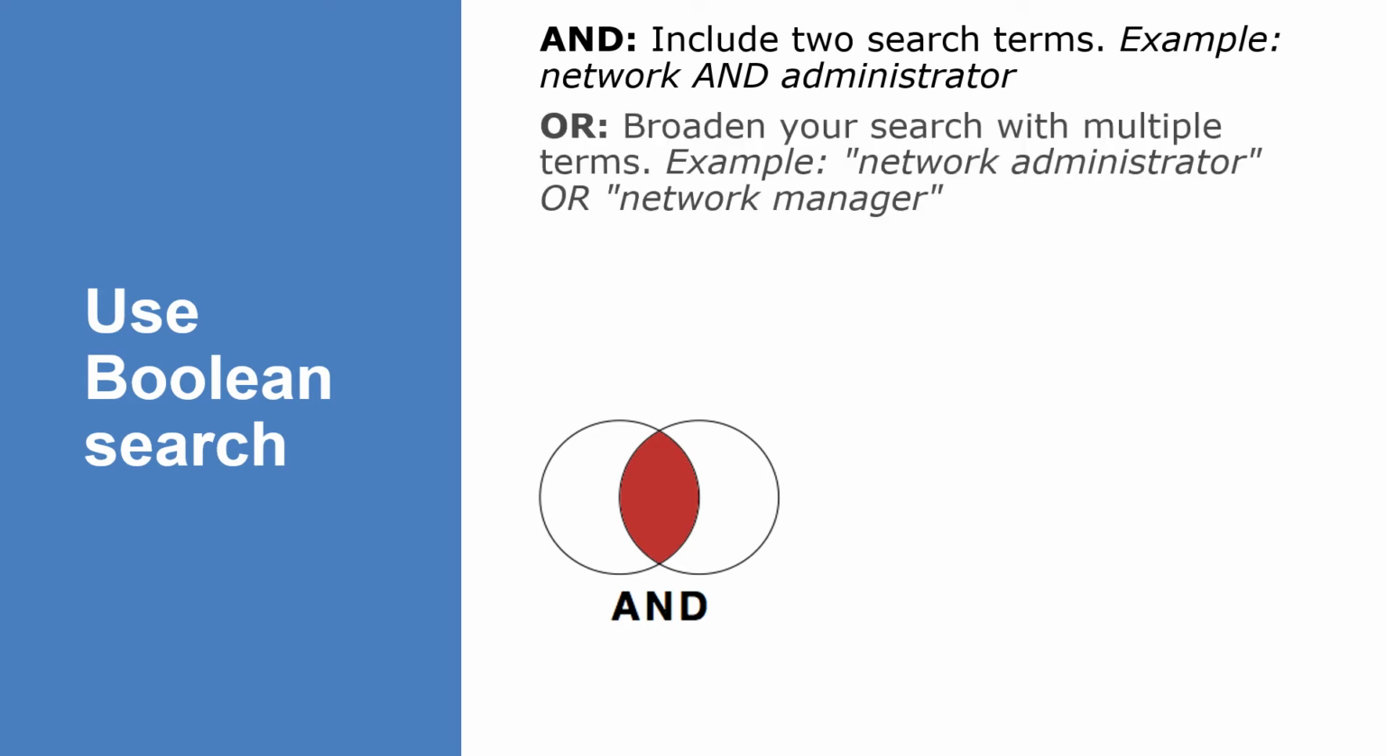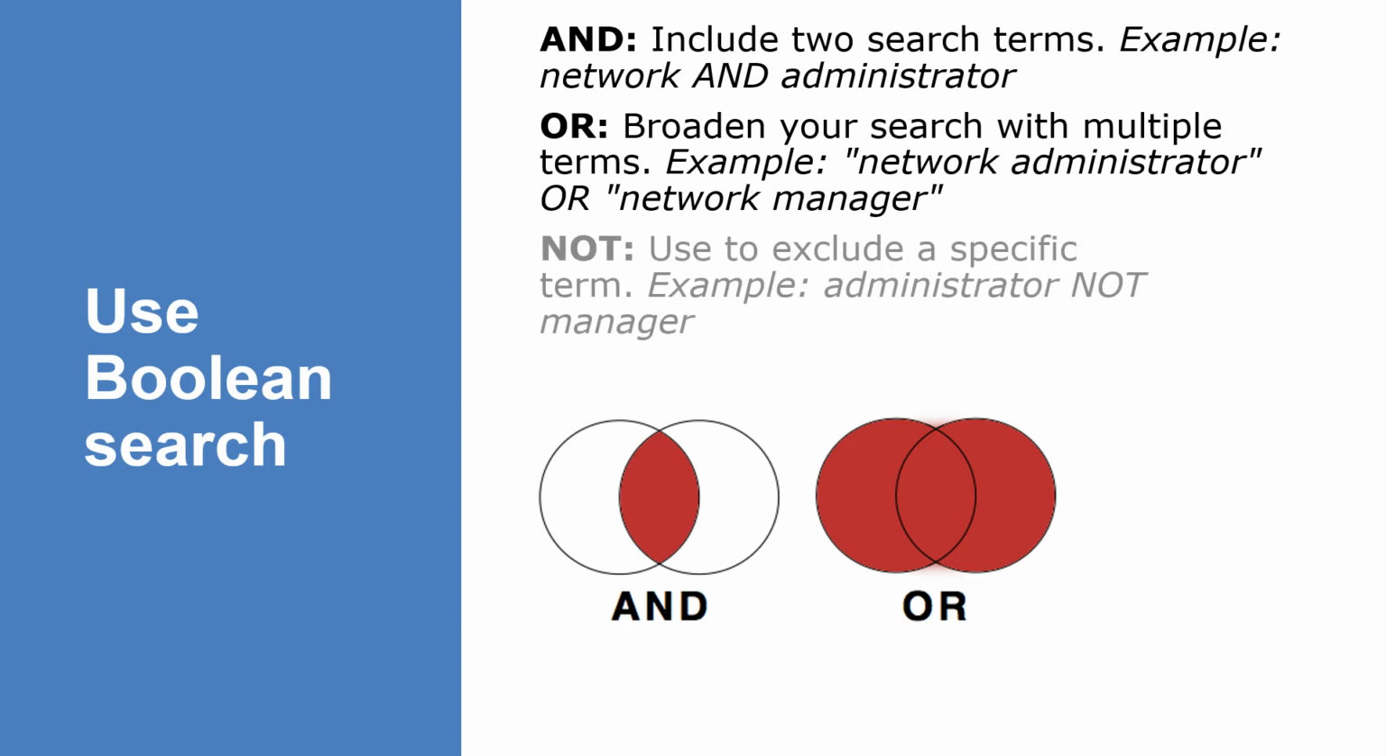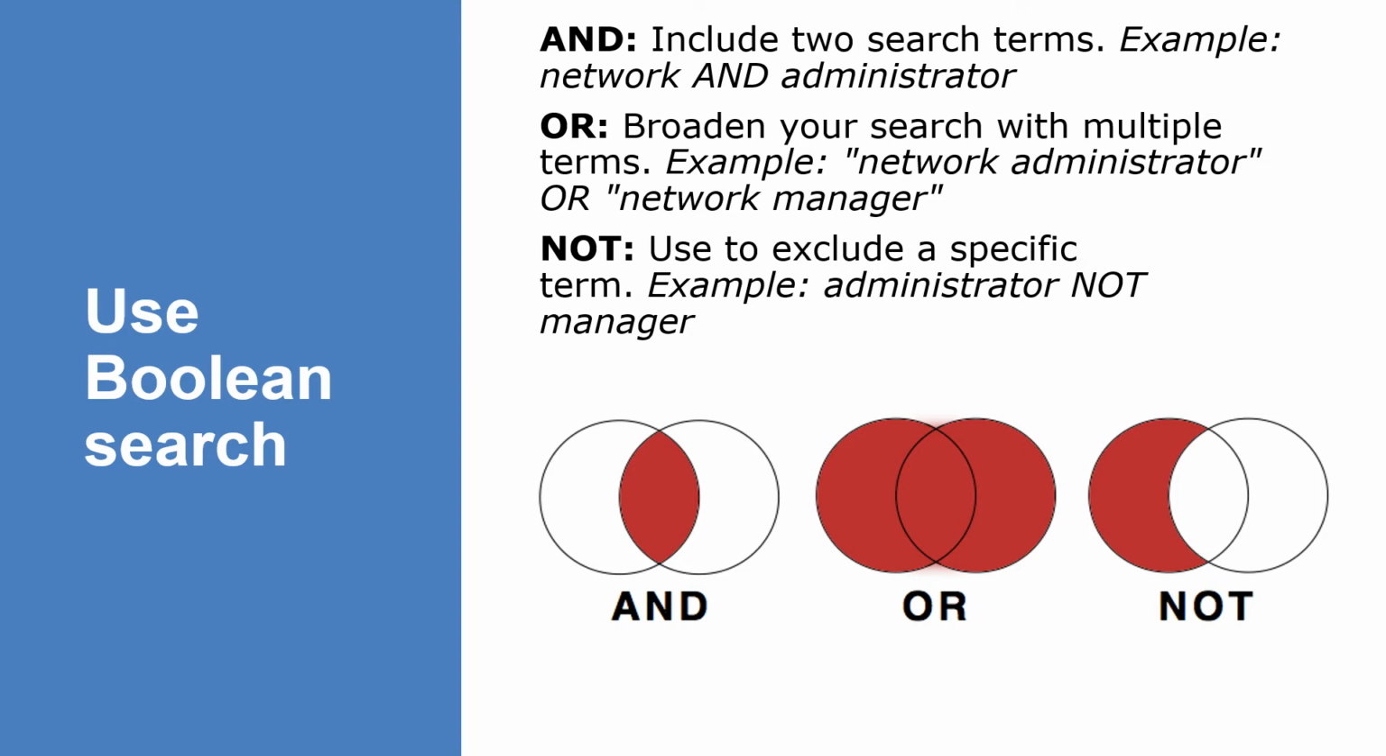OR broadens your search with multiple terms. Example, network administrator OR network manager OR network provider. You can search like this. The next is NOT. It is used to exclude a specific term. Example, administrator NOT provider, or manager NOT administrator. So in this way, you can use the Boolean search.